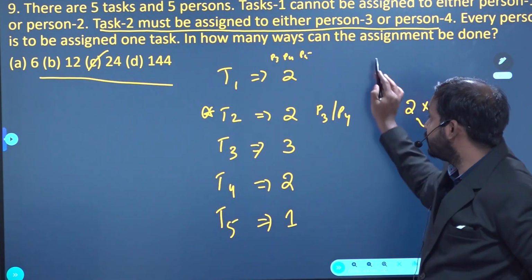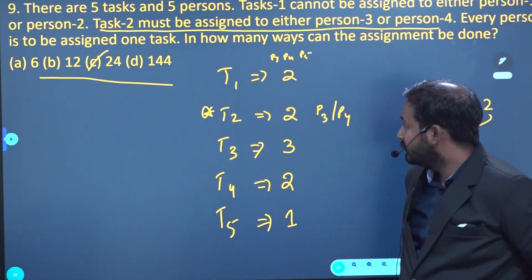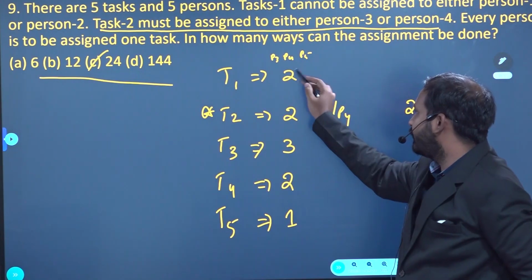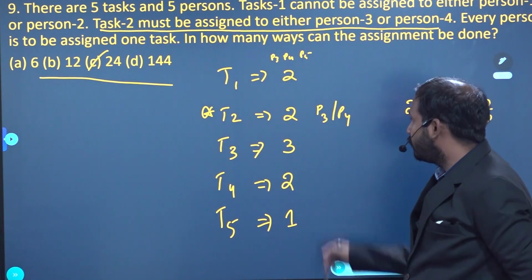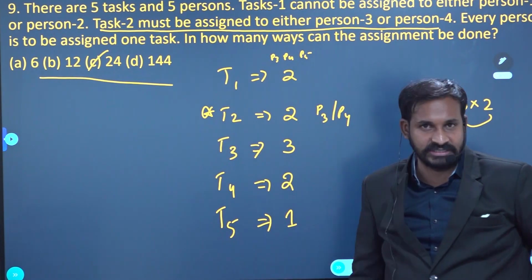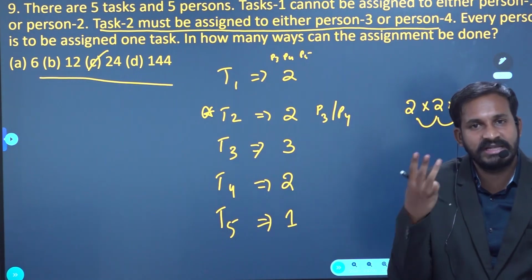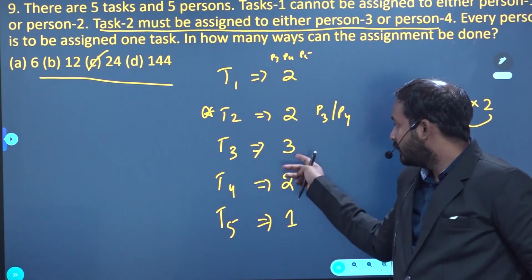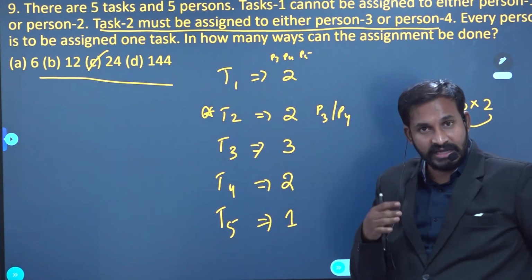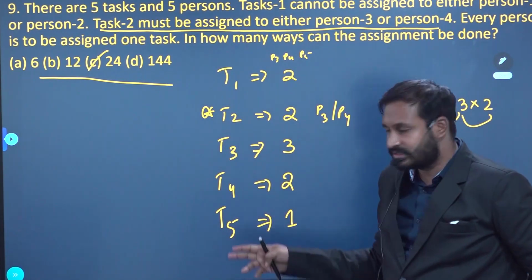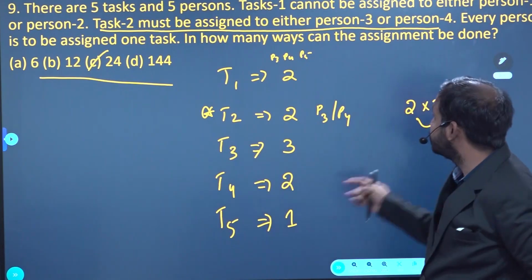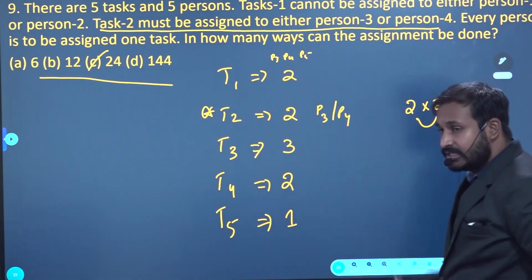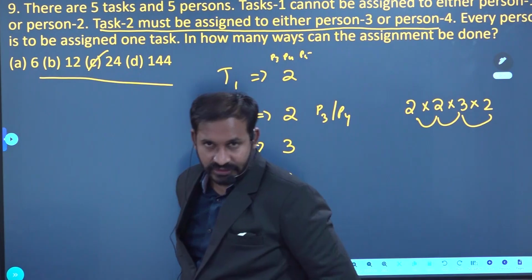Understood? The conditioned one should be filled first. Now person 3 or 4, and person 5, are filled here. So 2 persons are busy in task 1 and task 2. How many persons are left for us? 3 persons. So for task 3, 3 persons are there. Up to task 3, 3 are locked, so for task 4, 2 persons are there. For task 5, 1 person is there. So like this, we are going to solve these questions, students.